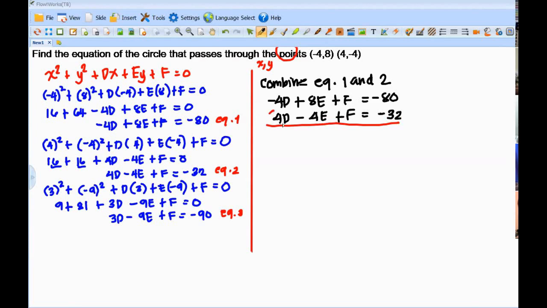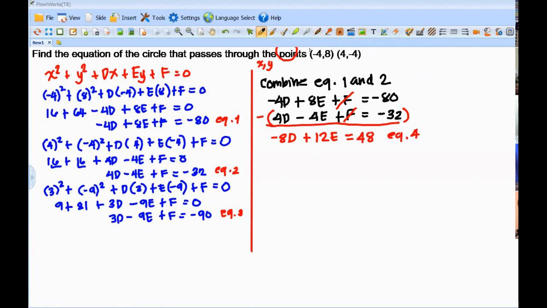So we will subtract this. It will become minus. But negative 4d minus 4d won't give you 0, it is negative 8d. And then 8e minus negative 4e will give you positive 12e. And then the f minus f will be canceled already, is equal to negative 80 minus negative 32. So you will get negative 48. So this is our equation 4.